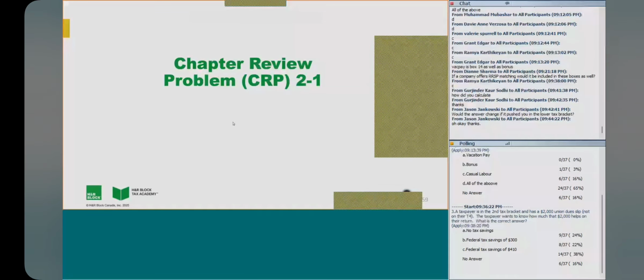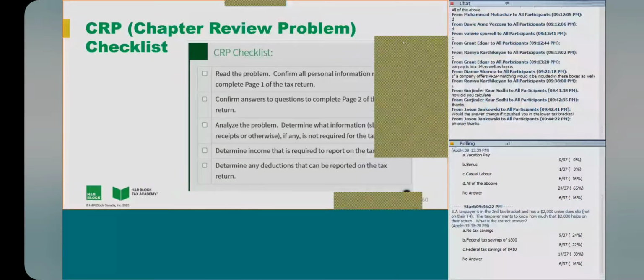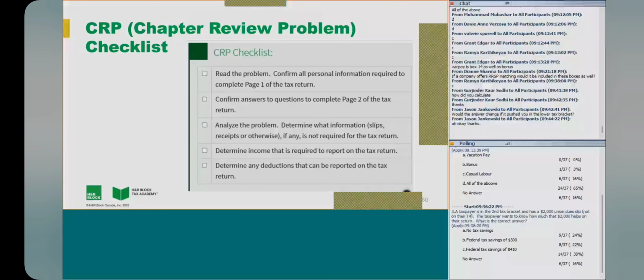So chapter review problems follow a methodology that we want you to practice, the one we use when we do taxes. In the textbook, there is a checklist which walks you through the steps. The first one: read the problem, confirm the personal information you need to complete page 1 of the tax return, then confirm the answers to complete page 2 of the tax return. Remember, page 1 and page 2 are information only. There are no numbers involved. Then you're going to analyze the problem, and determine what information needs to be on the return and what does not.